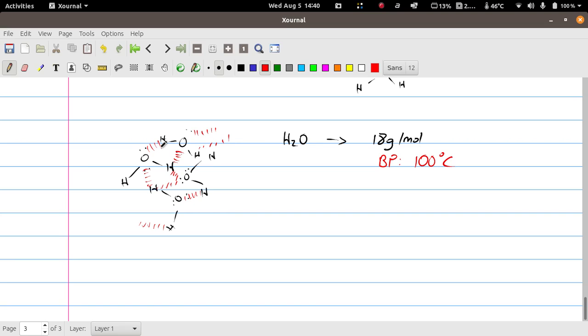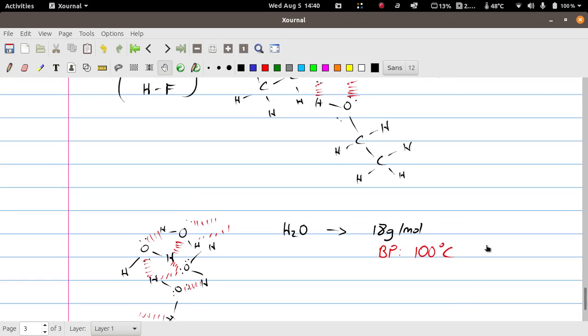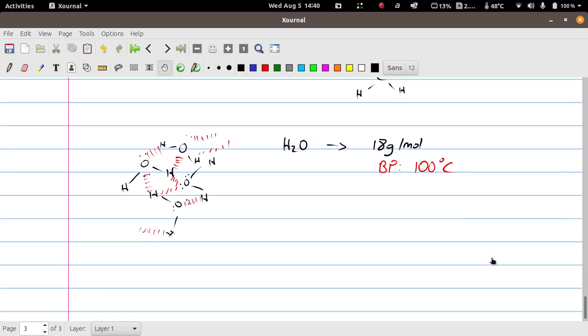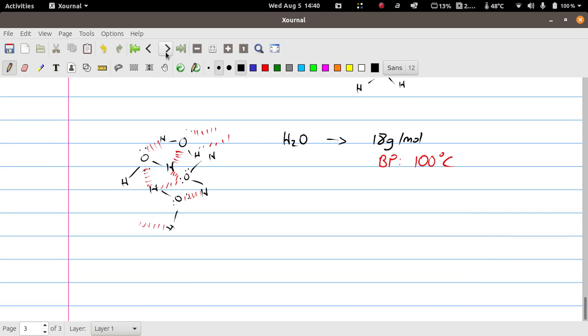Pretty much hydrogen bonding is one of the strongest, but it's not technically the strongest. This one's not talked about as much. We're going to move on to the next one. But if you have any questions, we're going to go over all of these in detail. I just wanted to give like a quick overview of this.